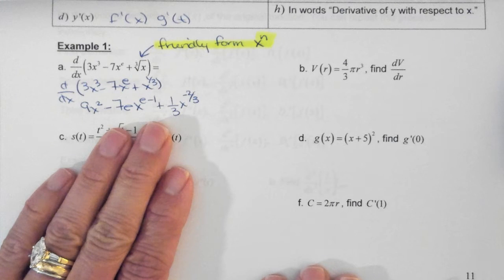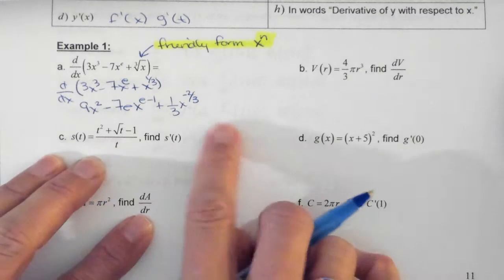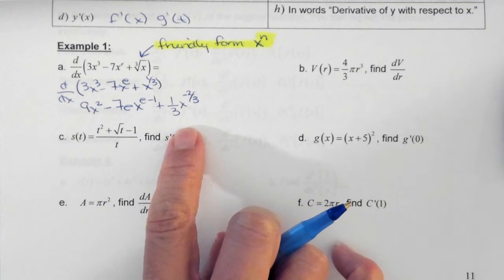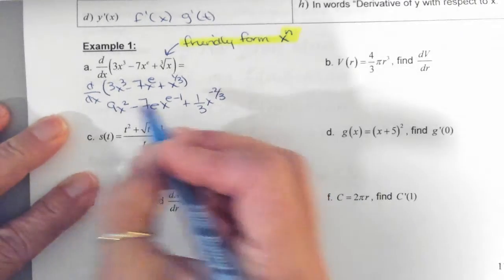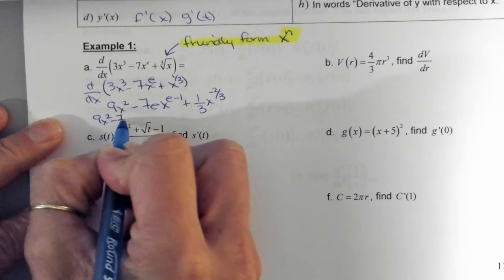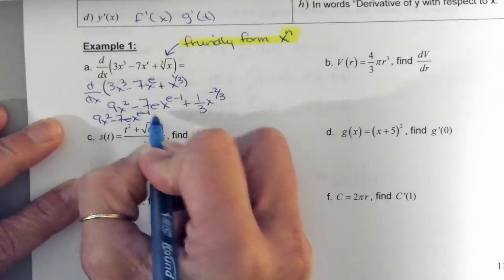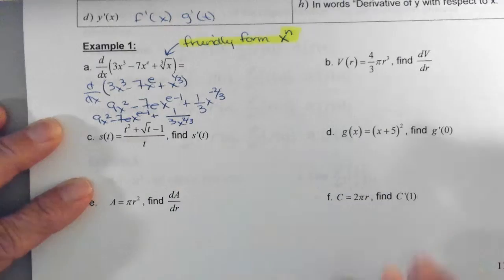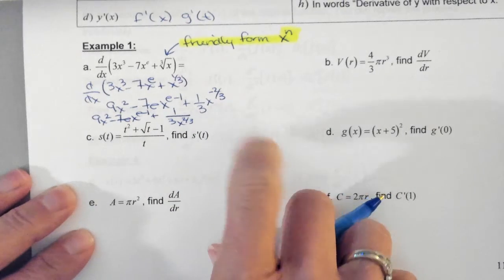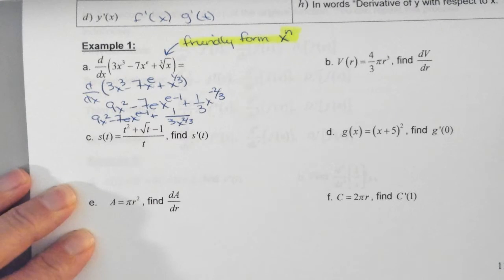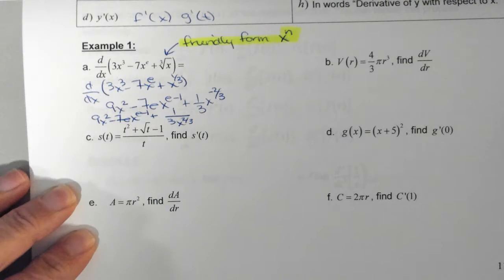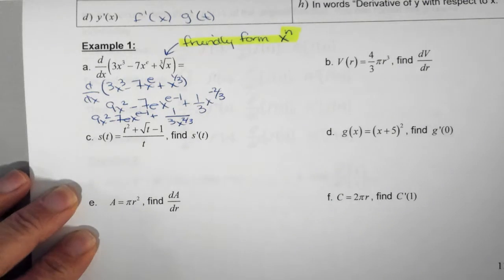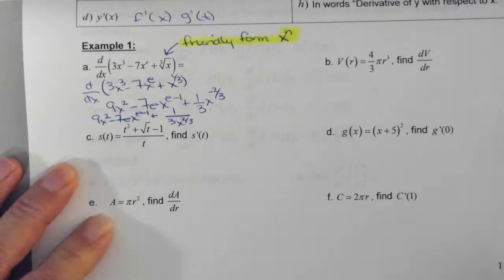And if I were using this derivative to find the slope at a given value, I would stop here. But I would say often, especially in that circuit that you guys are going to do for practice, this is going to be simplified. So your answer is going to look like this. 9x squared minus 7e x to the e minus 1 plus 1 over 3x to the 2/3 power. Meaning I simplified that negative exponent. Okay, does anyone have any questions on A?